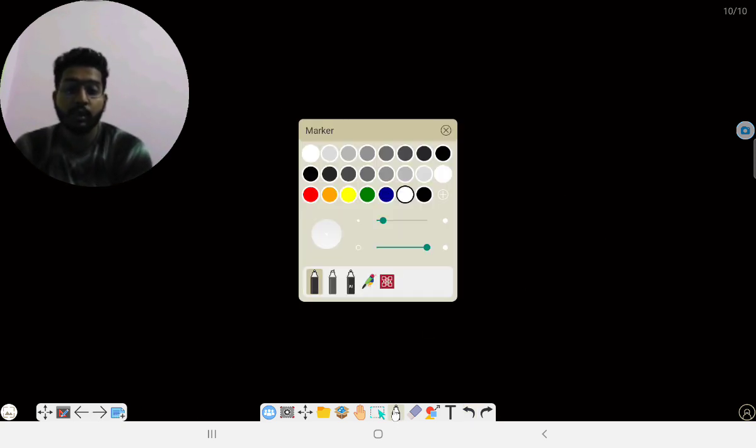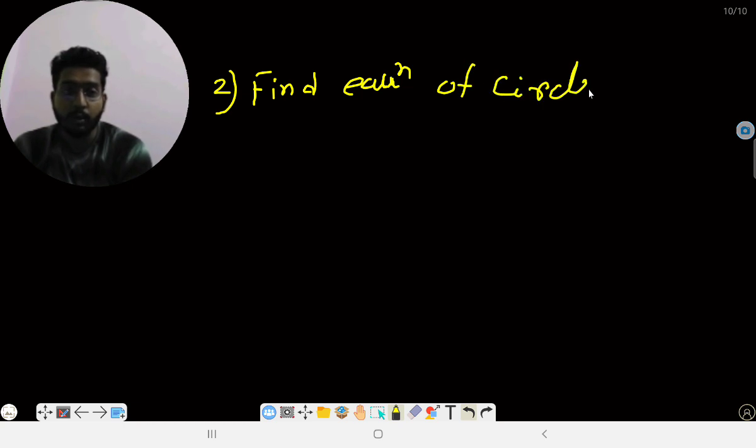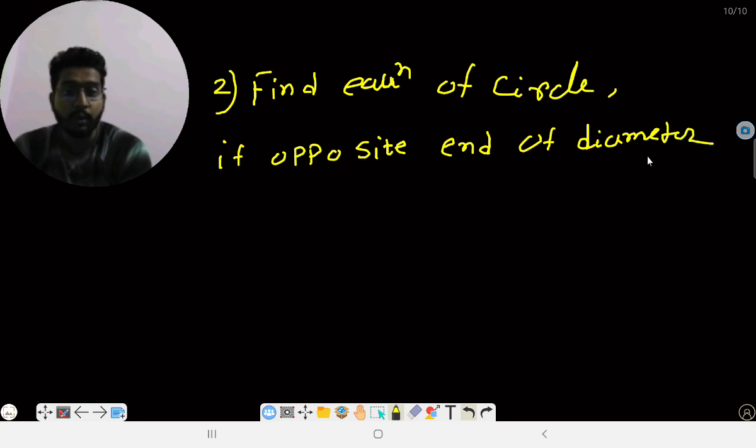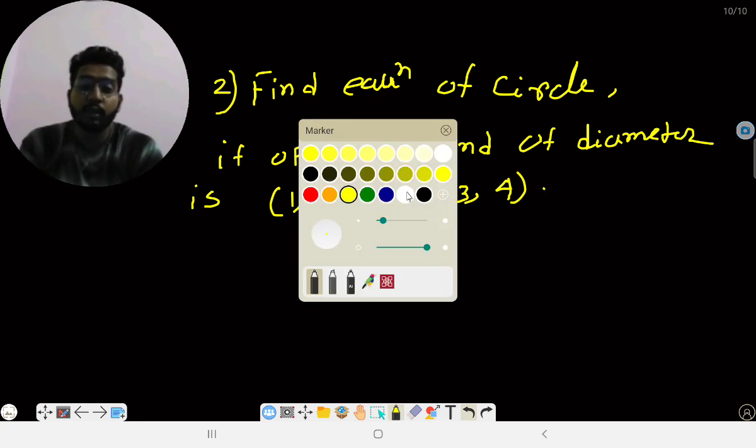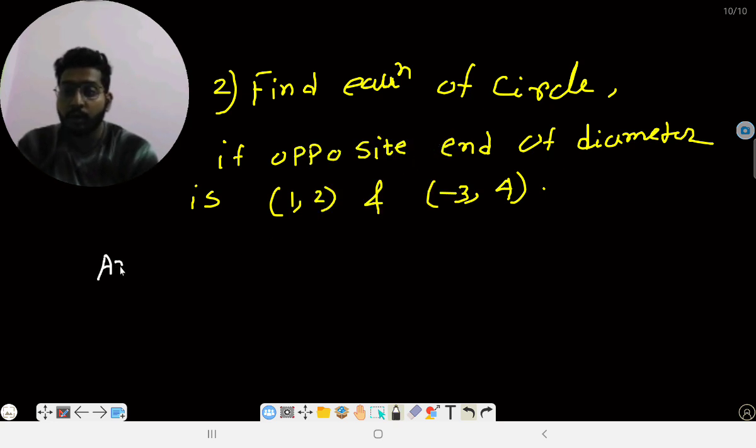Question number 2. Find the equation of the circle if the opposite ends of a diameter are 1 comma 2 and minus 3 comma 4. Okay, so now we have to find the equation of the circle. The opposite ends of the diameter are given, so from here you have to find the equation of the circle.